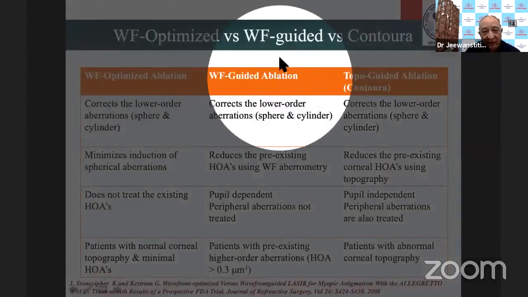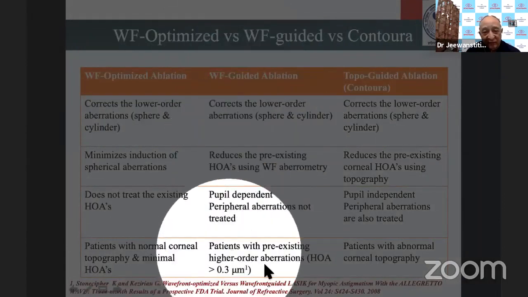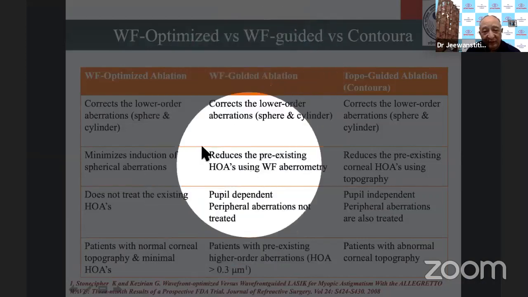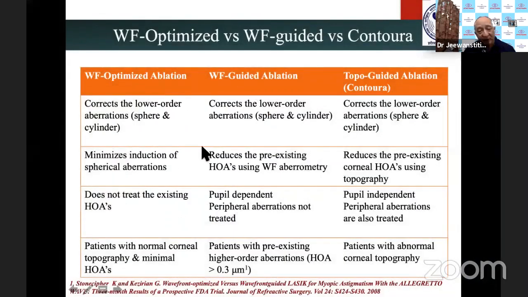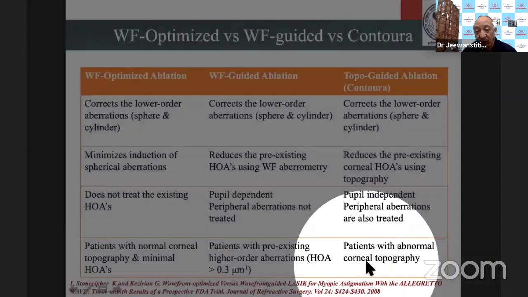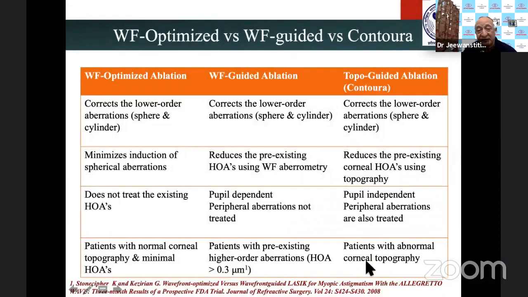Wavefront guided is for patients who do have certain higher order aberrations to begin with. Once you do a wavefront guided ablation, that will take care of the induction of aberration as well as the pre-existing aberration. The outcomes will be better. While the topo guided Contoura system picks up the abnormal corneal topography and treats the peripheral aberration of these cases. So these are a new way of thinking about how and how much wavefront analysis should be done for a patient undergoing refractive laser procedures and how much should be corrected.